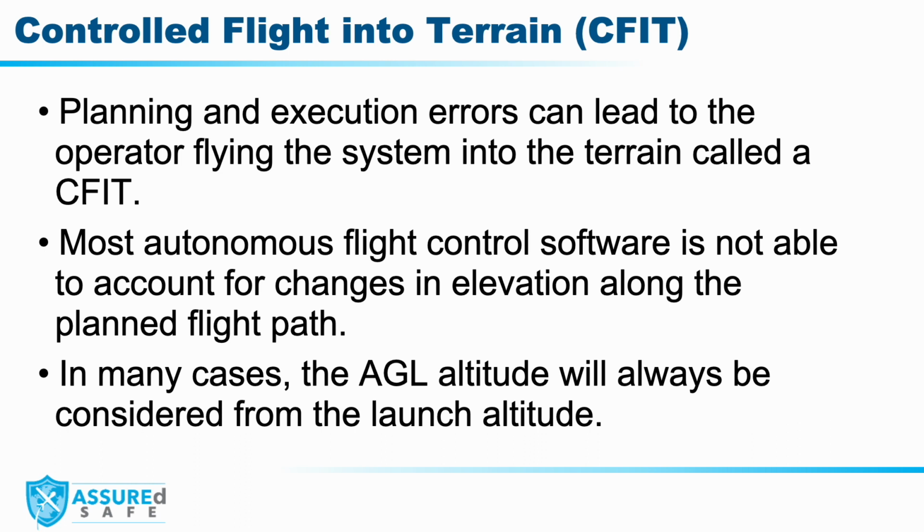As an example, if you move the home point of the aircraft to a different location other than the launch site, the landing elevation may be wrong, resulting in a CFIT. Most autonomous flight control software is not able to account for changes in elevation along the planned flight path. The altitude for AGL will always be considered from the launch altitude. An ability to utilize geolocation to maintain constant altitude over terrain is becoming more standard. However, some aircraft are using omnidirectional sensing to avoid obstacles in other aircraft. These also help to maintain altitude.